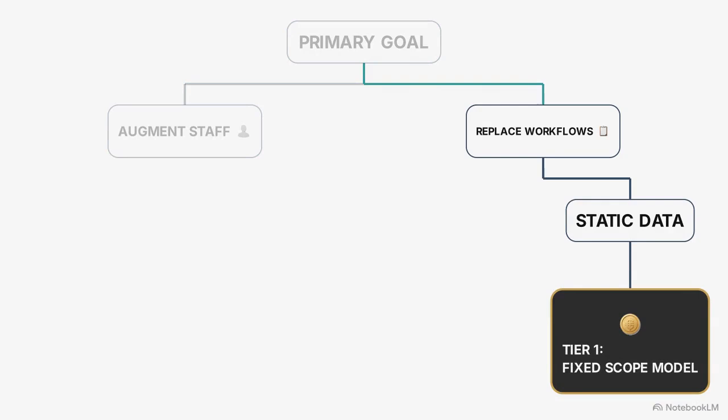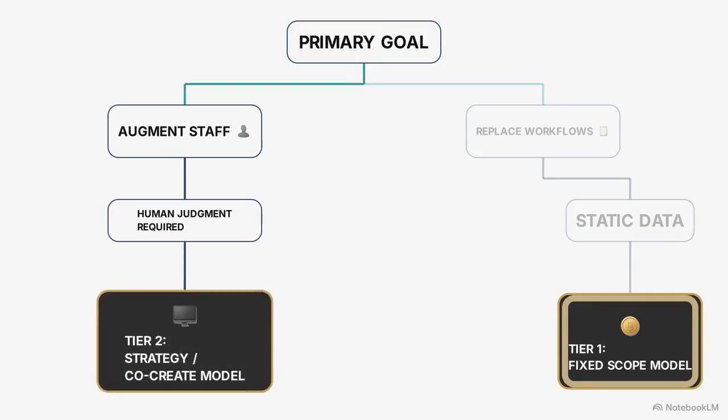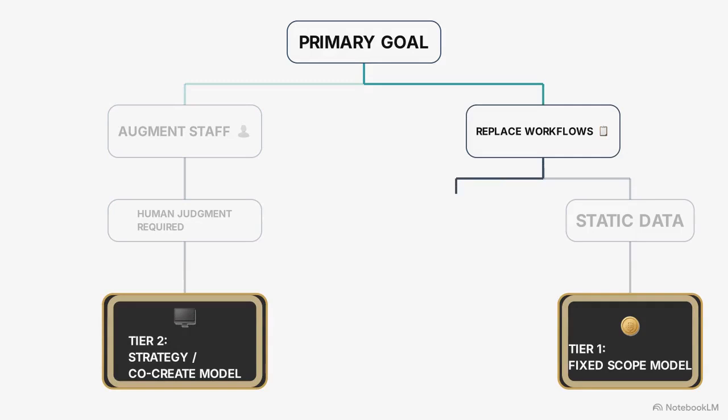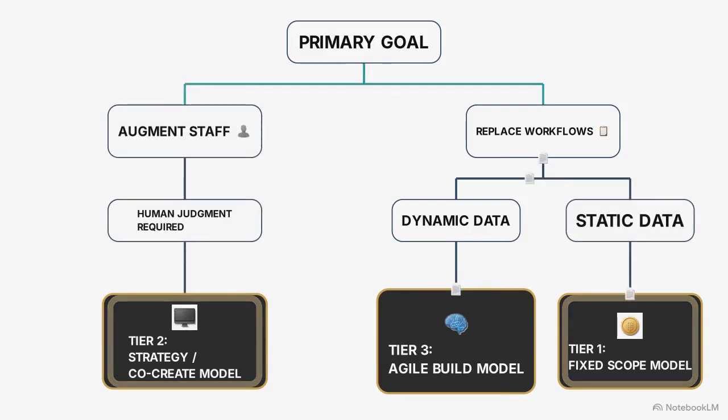If your operations require human judgment, you take the left path. This leads directly to a Tier 2 co-creation strategy, where developers work alongside your staff to build safe, context-aware copilots. Finally, if you need to replace workflows but your data is highly dynamic, you drop down to the Tier 3 Agile Build model. This allows for rapid iteration as the multi-agent system learns to handle unpredictable scaling.